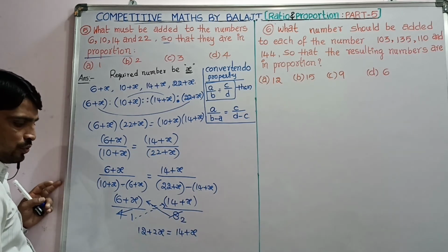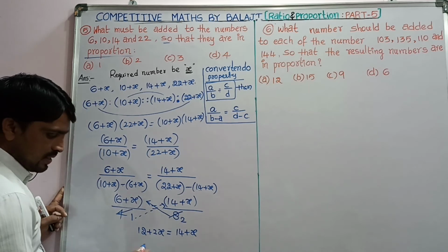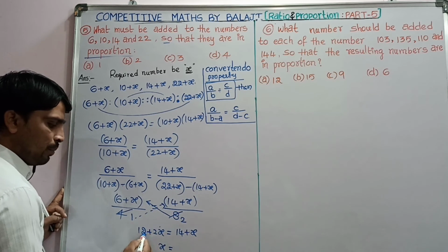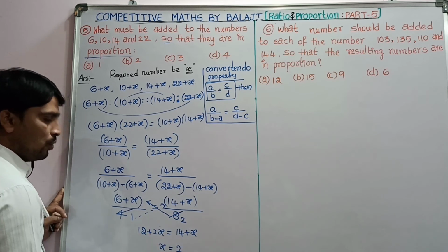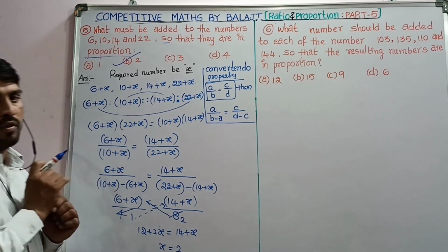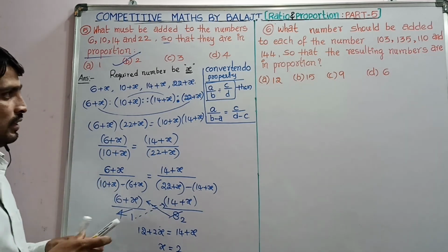Transforming variable terms to one side, constants to another side, we get 2x minus x, that is x, equal to 14 minus 12, that is 2. So the required number is 2. But this is a longer process. We have a shortcut.